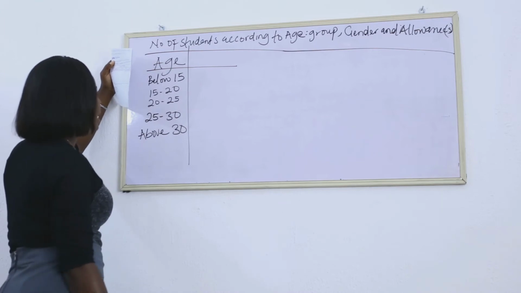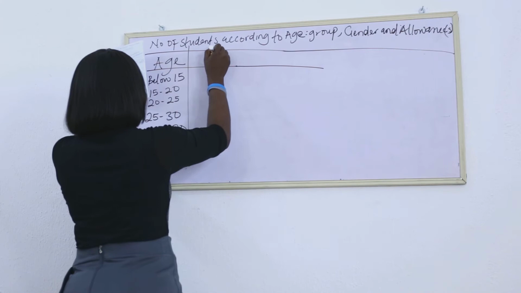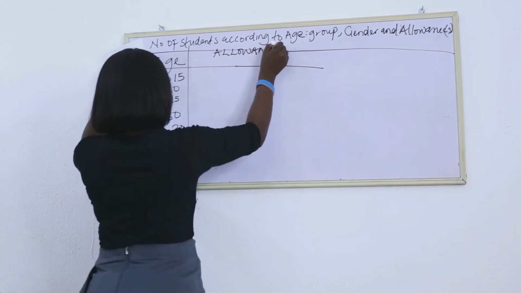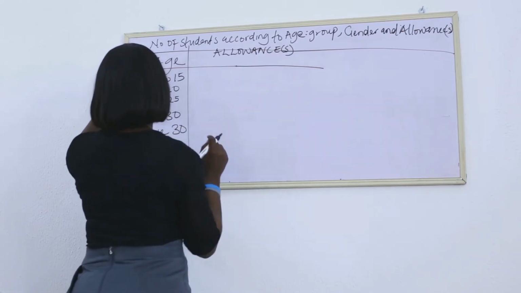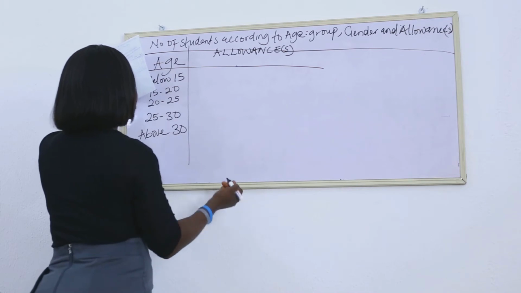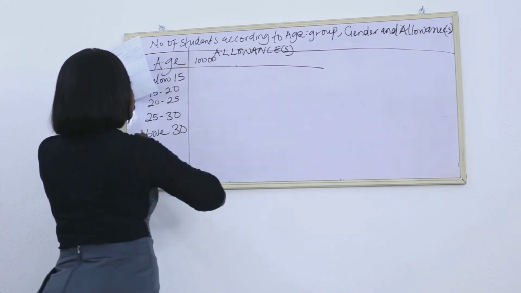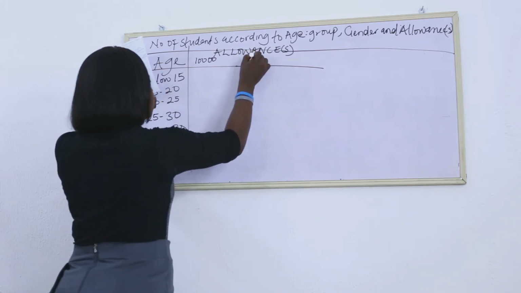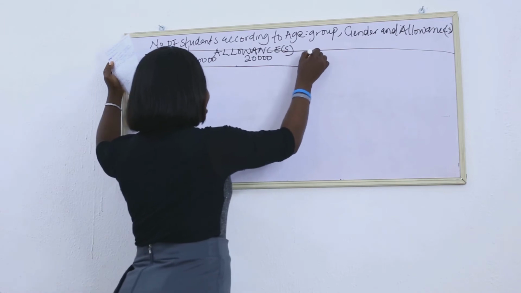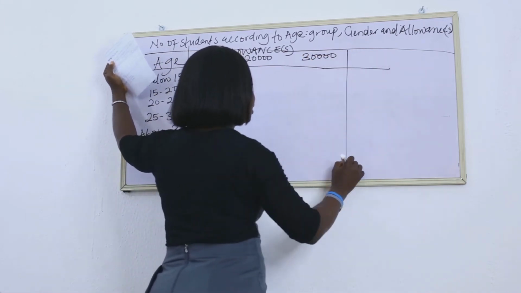Then we are also looking at the allowances they give them. So allowances is somewhere here, and we are saying for a particular set of students, they get 10,000 on a monthly basis. Another set of students get 20,000 on a monthly basis. Another set of students get 30,000 on a monthly basis.